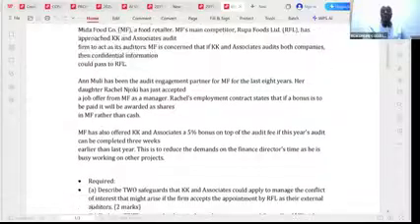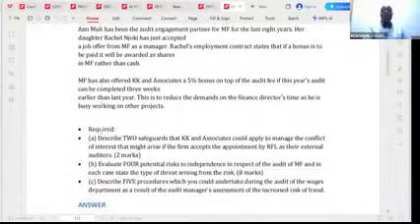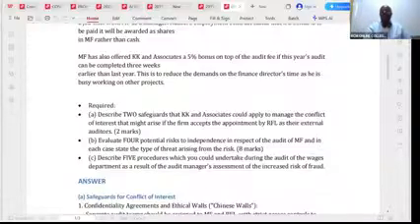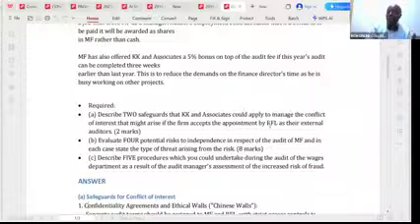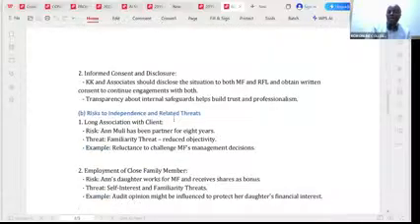All right, so let's answer these questions now. With that background, let's answer this question here. So we are told, required: describe two safeguards that KK and Associates could apply to manage the conflict of interest that might arise if the firm accepts the appointment of RFL as their external auditors. Remember, up there we were told that RFL is a competitor of MF. So already we have discussed that, ladies and gentlemen. I should only come here and read the answer.